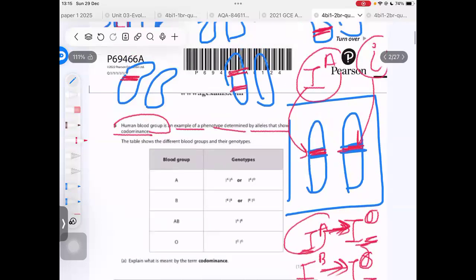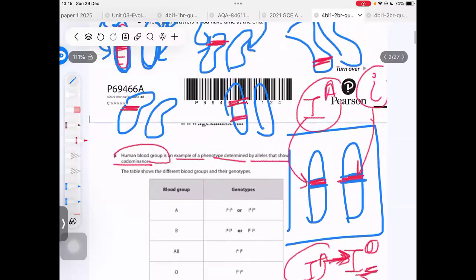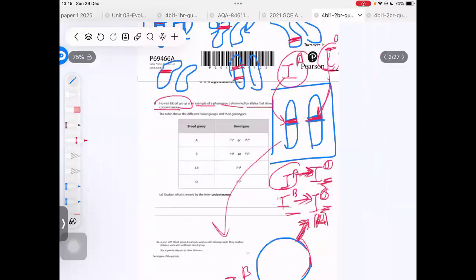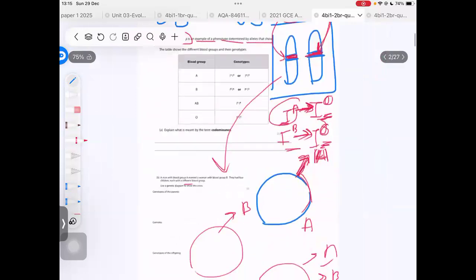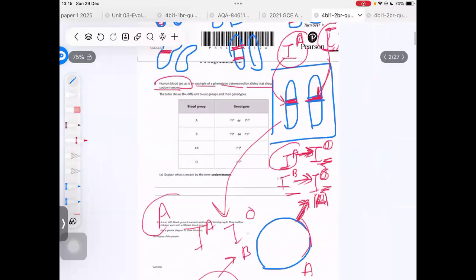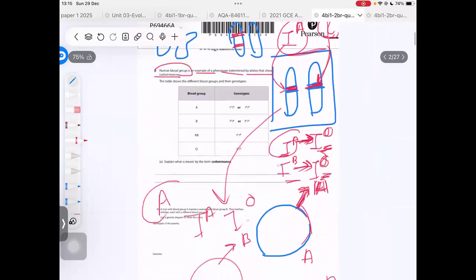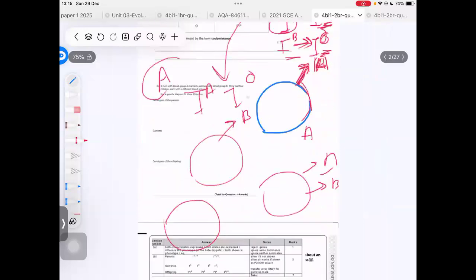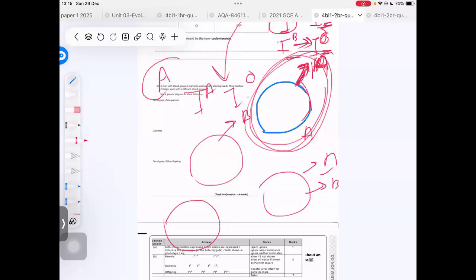So if we have IA in one chromosome, and IO in the other chromosome, what is the blood group? IA is dominant to IO. Therefore, the blood group is A, right? Such a combination of alleles would result in the carbohydrate A on the red blood cell. That would give the blood group A, right?